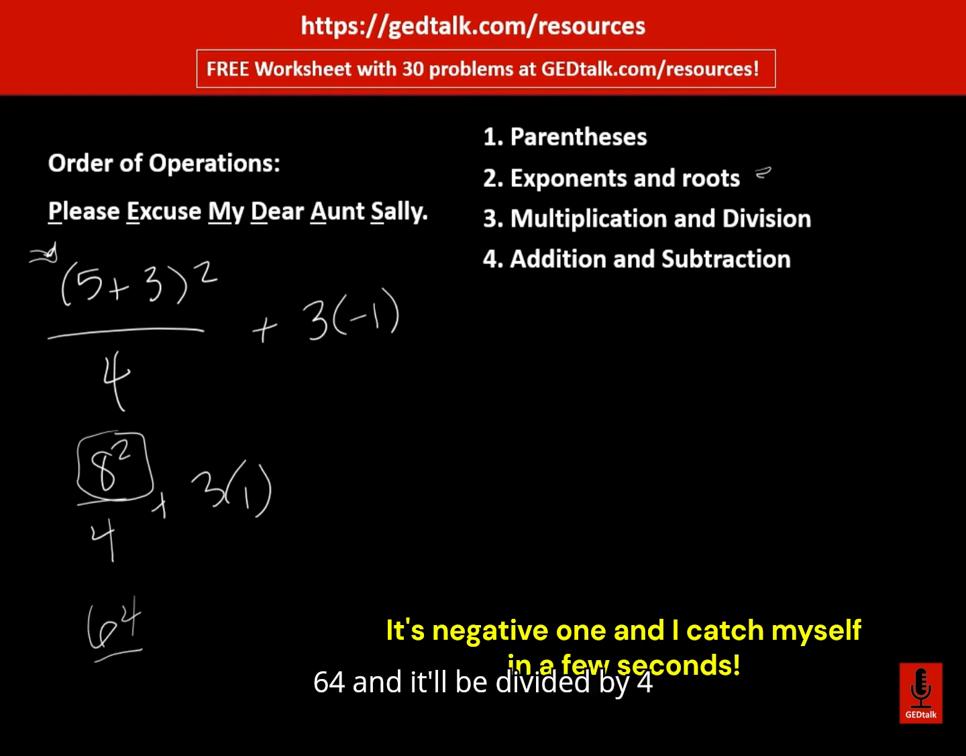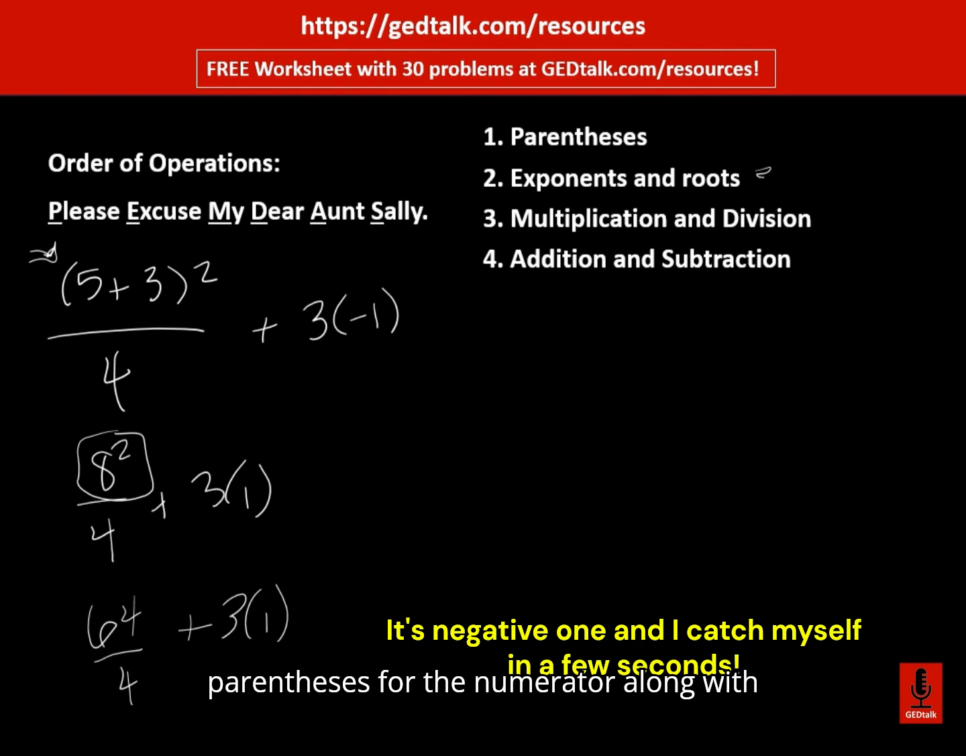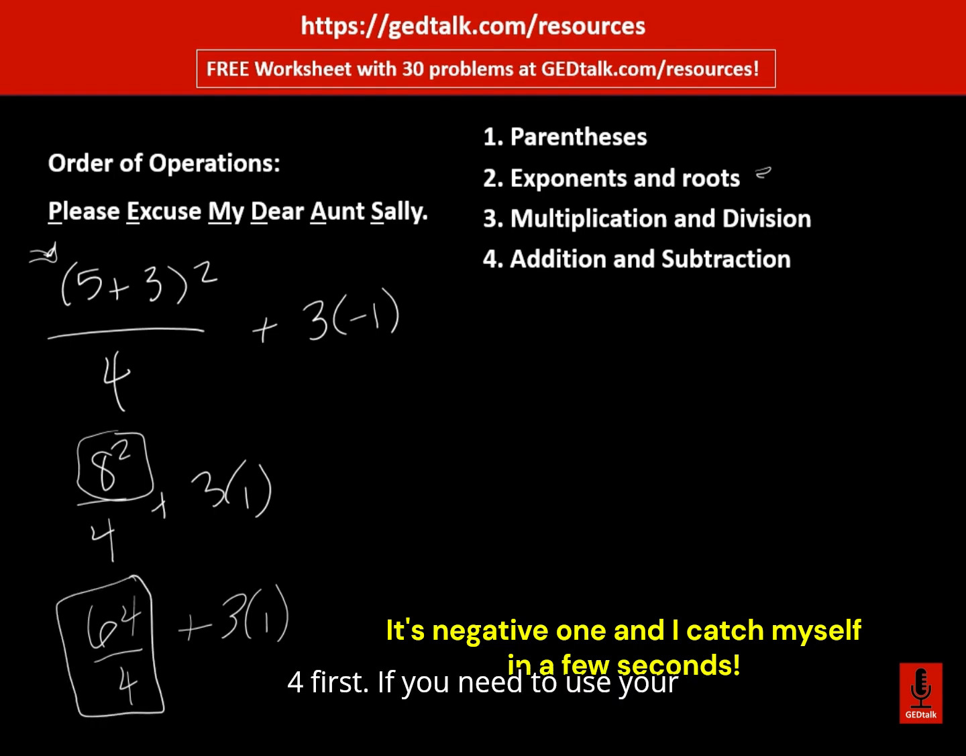So I'm going to write down my 64, and it'll be divided by 4, and then plus the 3 times negative 1. So I've already taken care of the parentheses for the numerator along with the exponent. Now I need to go to number 3, which is multiplication and division. And folks, remember, we're going from left to right. So I need to take care of 64 divided by 4 first. If you need to use your calculator, please grab the calculator. You know I am a fan of using the tools that we can on this exam. 64 divided by 4 is 16 plus 3 times negative 1.